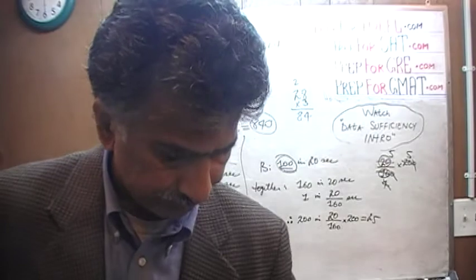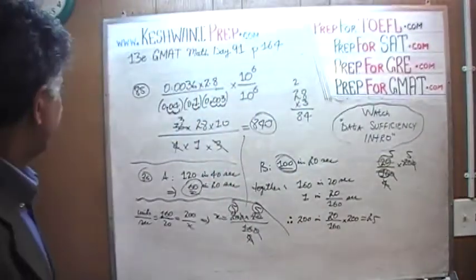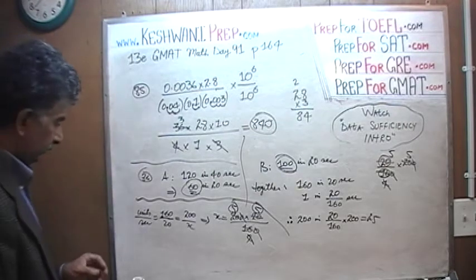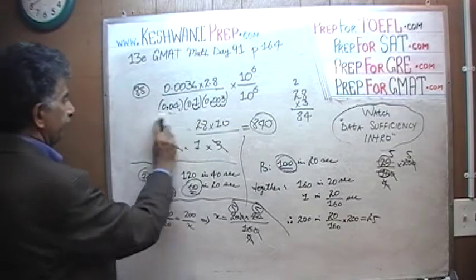Let's do one more, shall we? Number 87. I need a lot of room, so we're going to have to erase everything. So that's it, we're done with this guy.